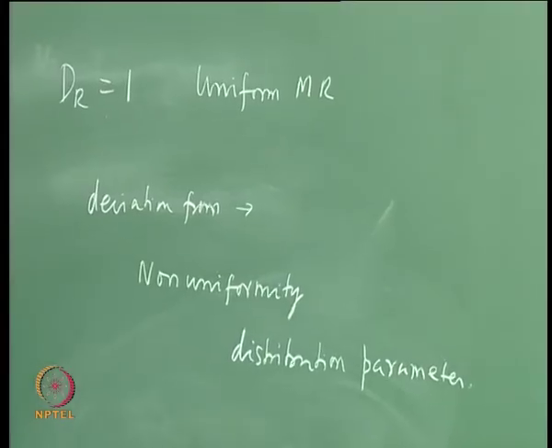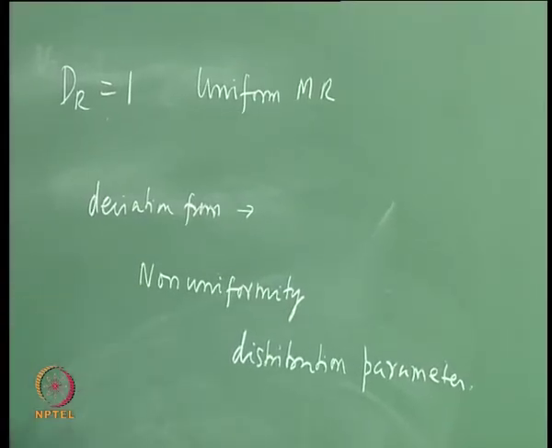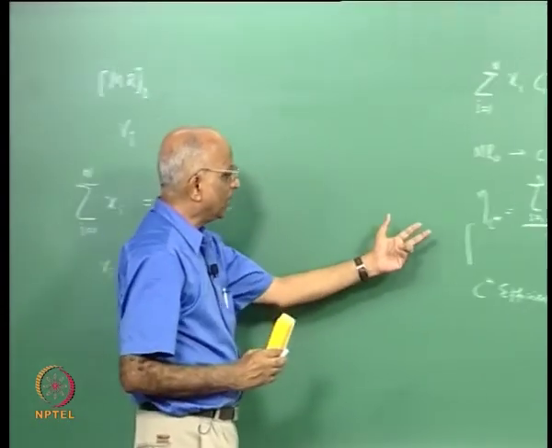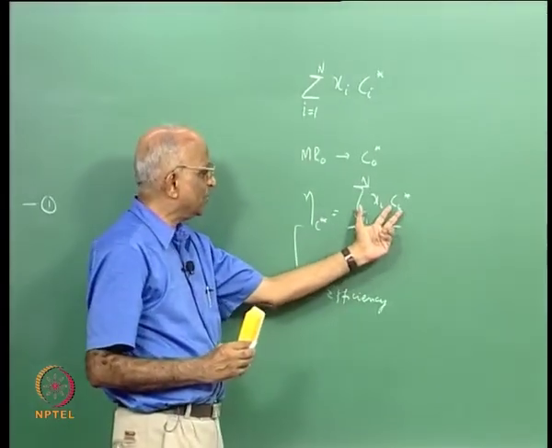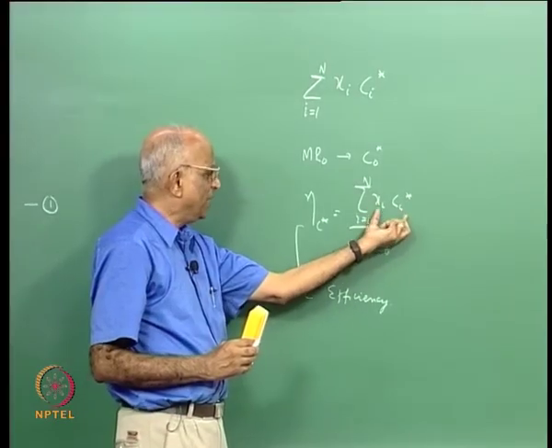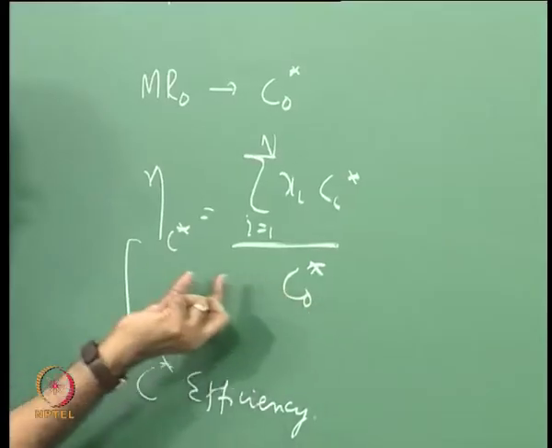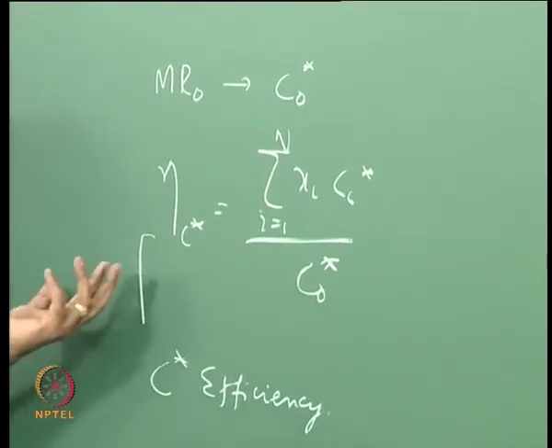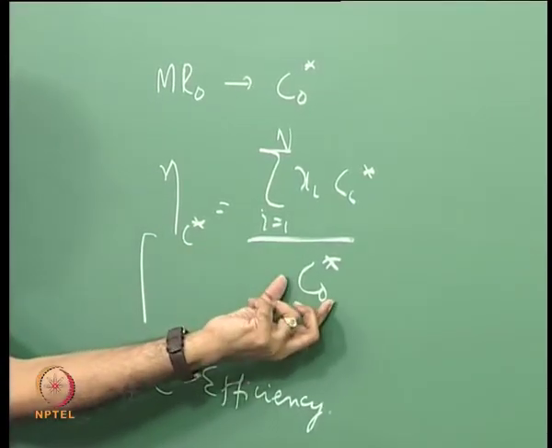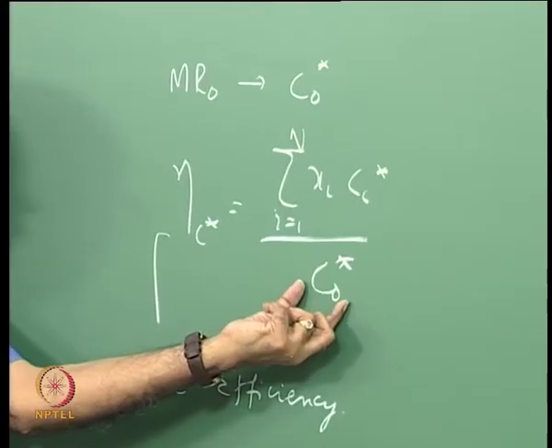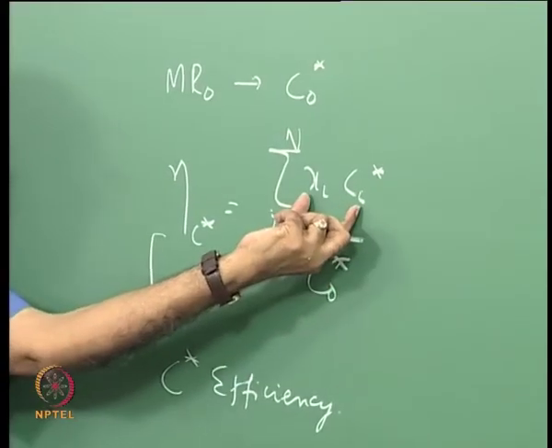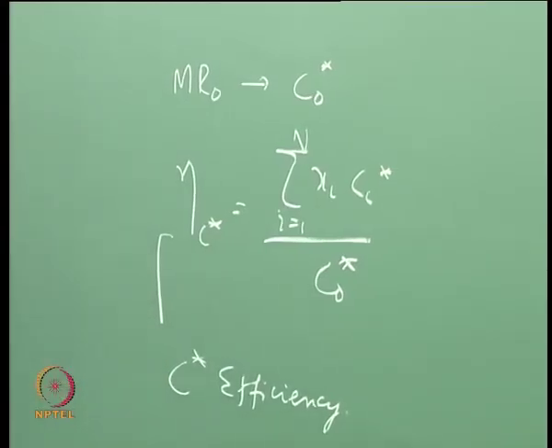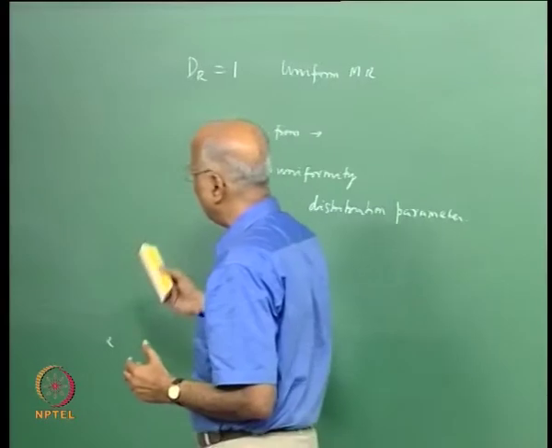Right. Now, I would like to again revisit the problem we had. We told ourselves eta c star is equal to the sum of the xi's into ci star, and this value we expect to be less than c naught star, and therefore eta c star will be less than 1. There is no way it can be greater unless your mean is something wrong, you have decided the mean for a lower value, and then if you operate this I could have a higher value, otherwise it is not possible. How does eta star depend on dr?